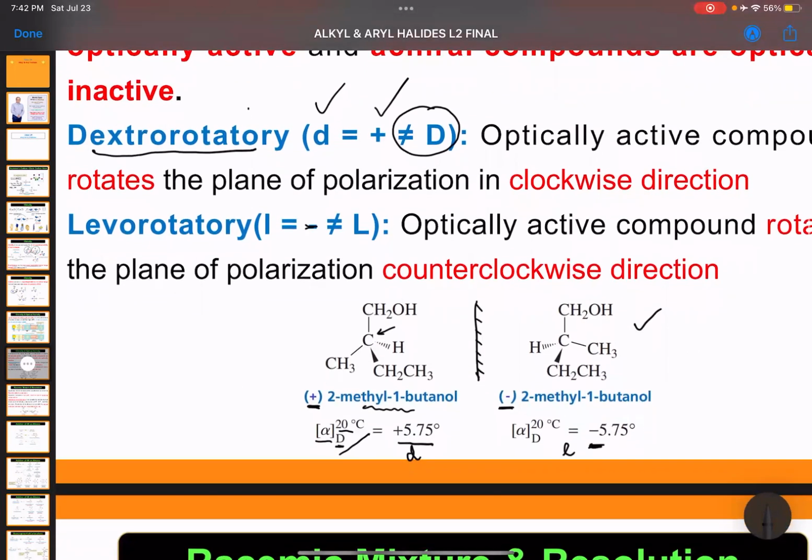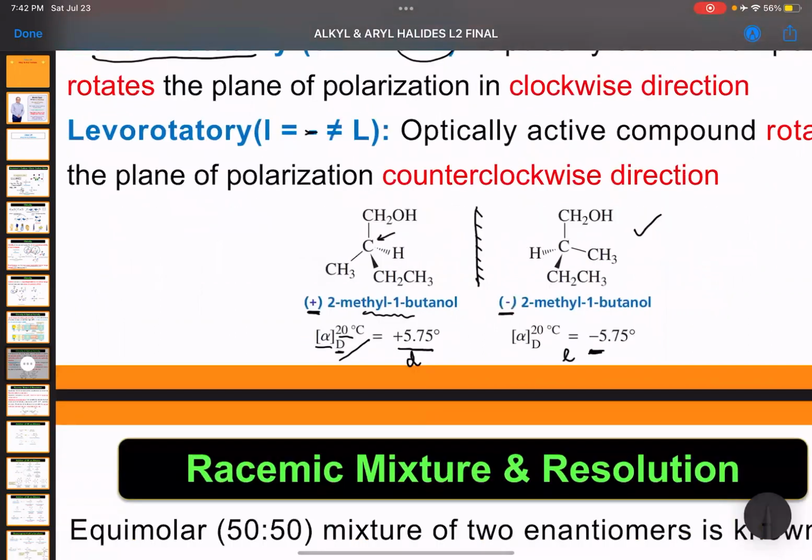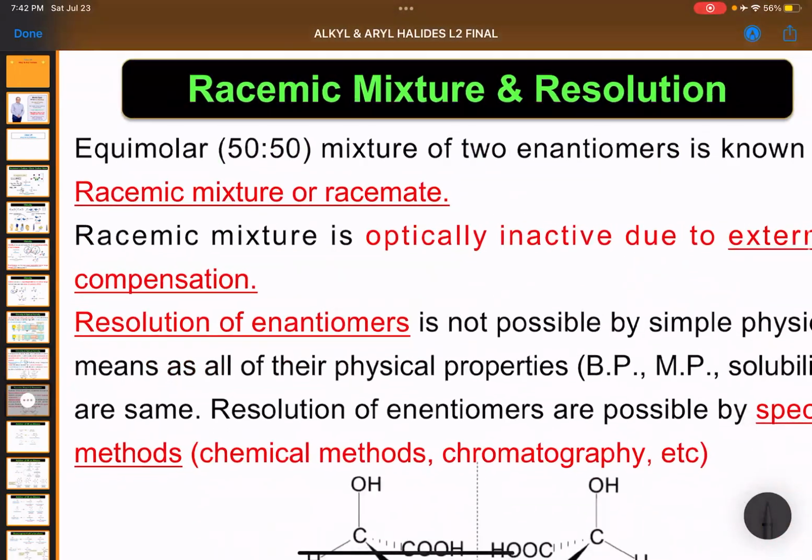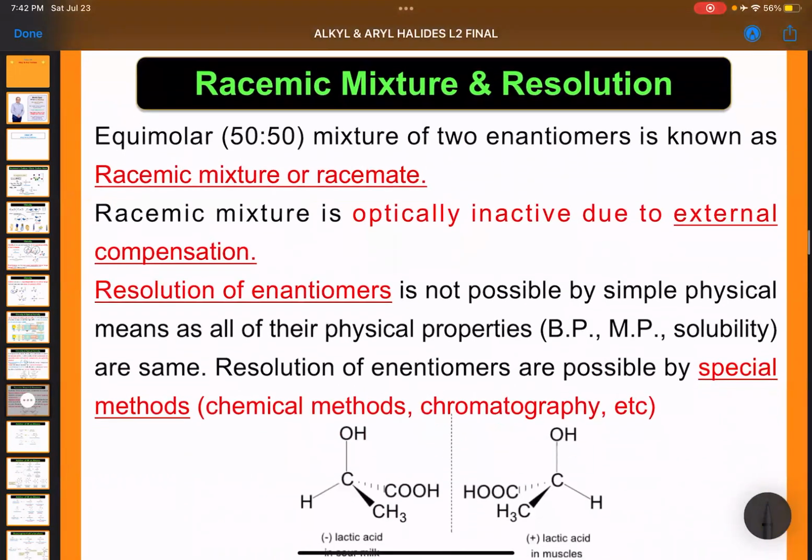Yes, sir. But what will happen if you put them together? If you mix them together, what will you get? We'll get a racemic mixture. A racemic mixture is an equimolar mixture of two enantiomers. But who will form a racemic mixture? 1-bromobutane or 2-bromobutane?